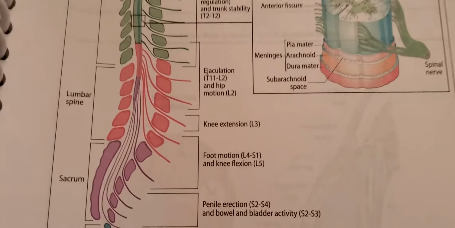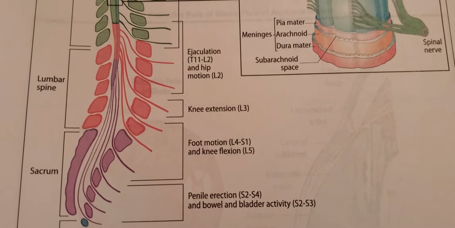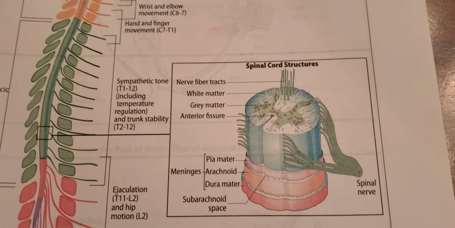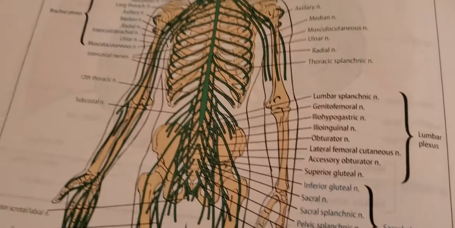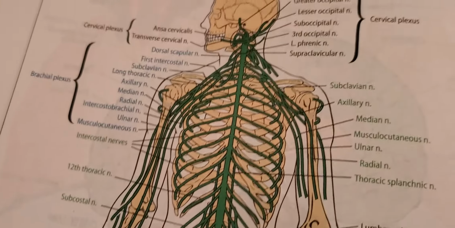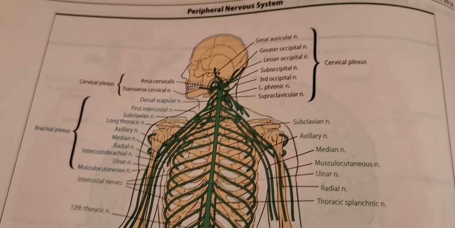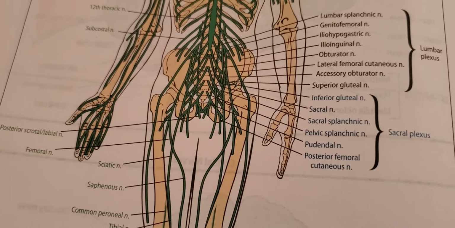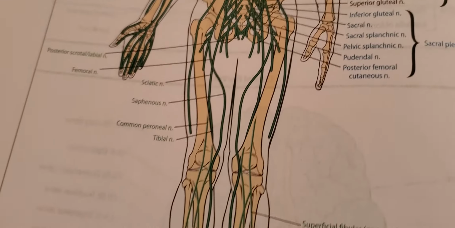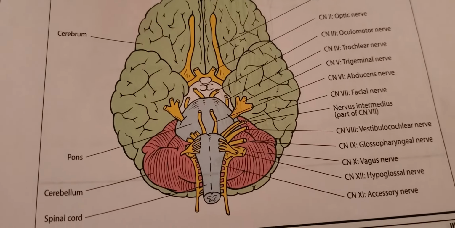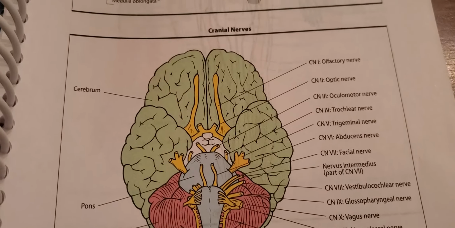So look at that. Knee extension, foot motion, knee flexion. You see all this information right here. And it's so important to just look at it. I mean, you don't have to memorize it, but just at least look at it and keep it in your mind. That's the goal right there. So just very wonderful illustrations. Look at all of those. That is so awesome. So yes, explore your book. It's very important to explore the book.